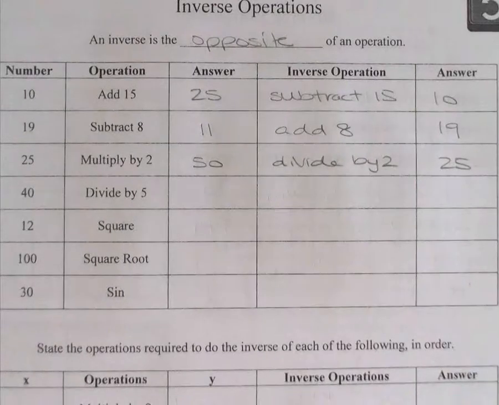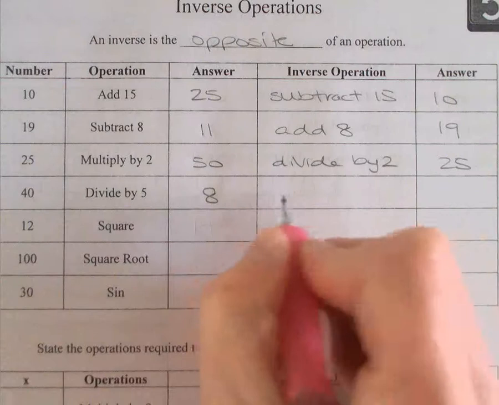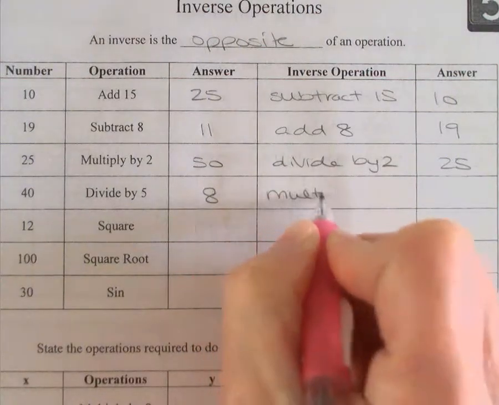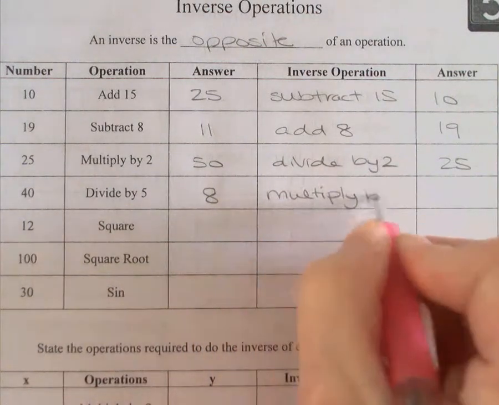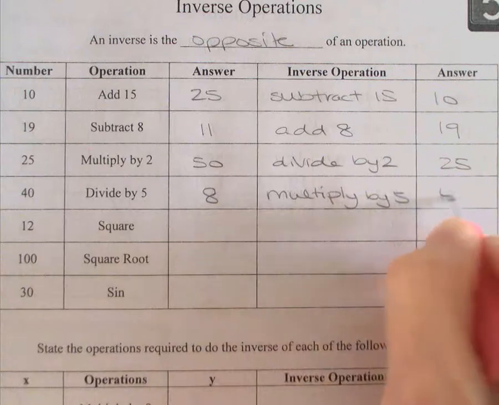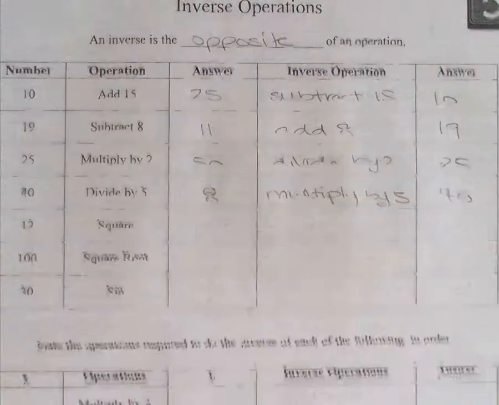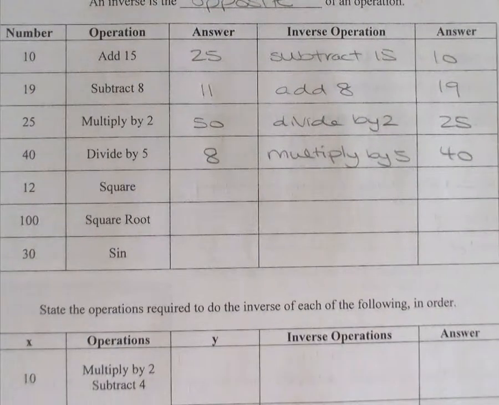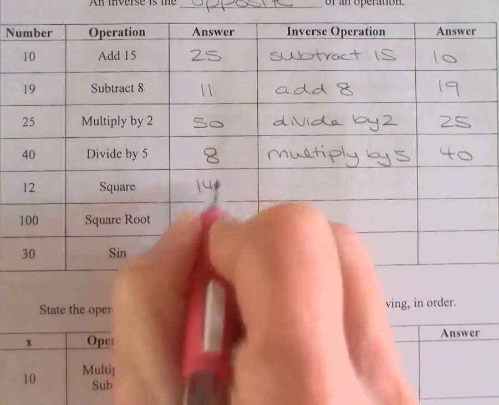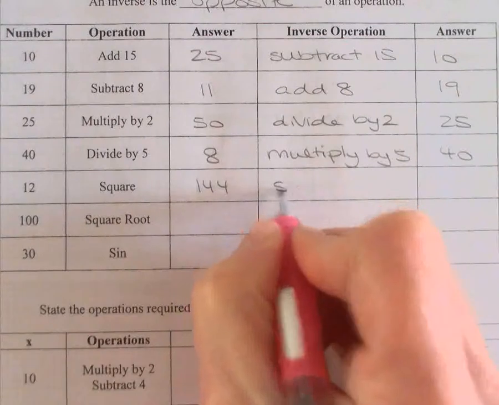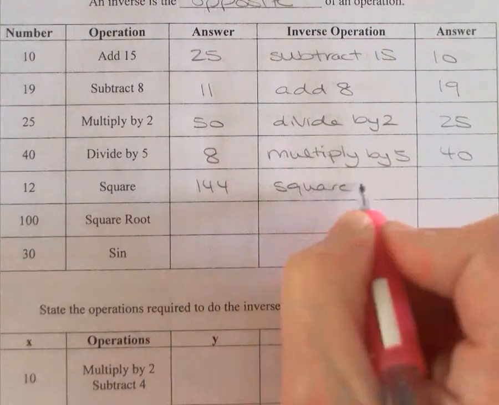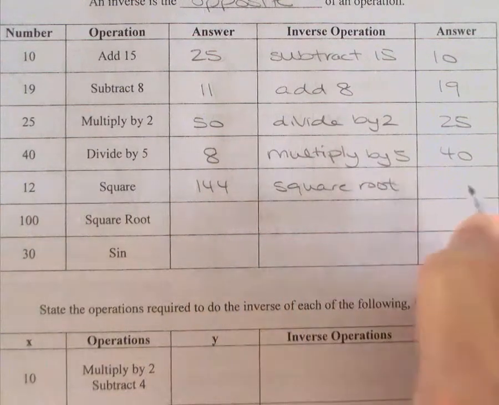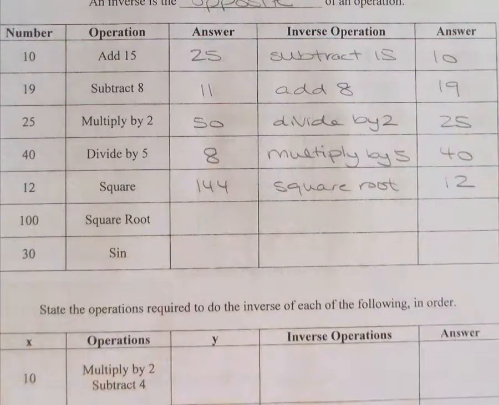I have 40. I want to divide by 5. I get 8. The opposite will be to multiply by 5, which gives me 40. I have 12. I want to square it. If I square it, I get 144. The opposite is the square root. The square root of 144 is 12.